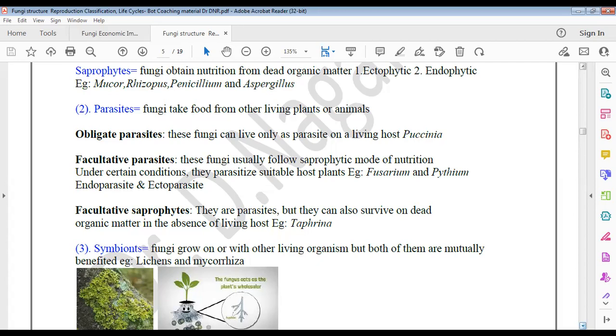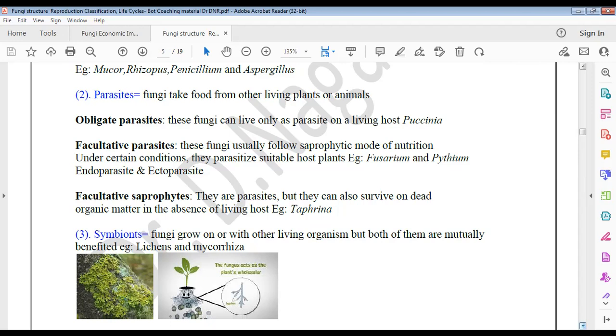One is the primary host, the second is the secondary or alternate host. The alternate host of Puccinia is barberry. Facultative parasites are usually saprophytes, but if the specific host is present, they also act as parasites. Examples are Fusarium, Pythium, Rhizoctonia.